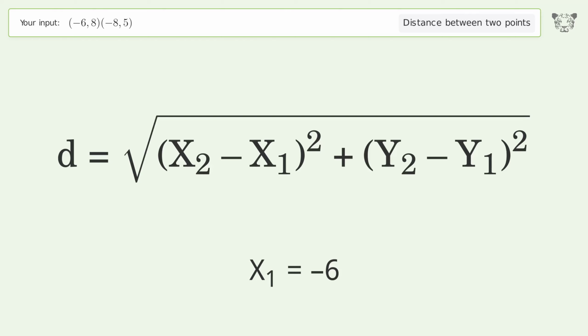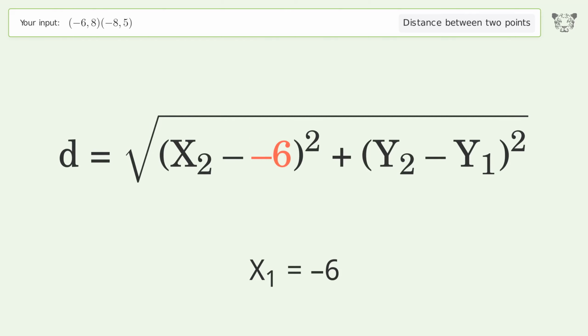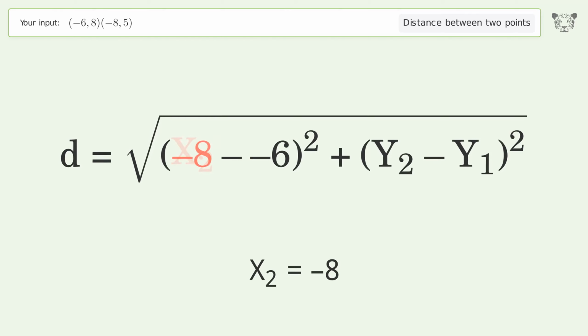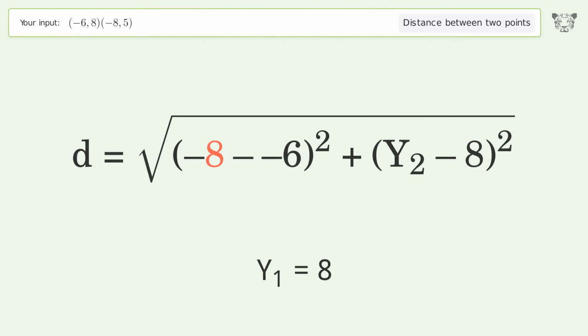x1 equals -6. x2 equals -8. y1 equals 8. y2 equals 5.